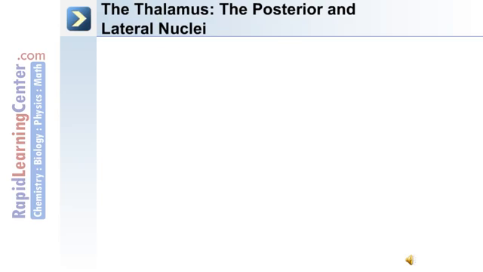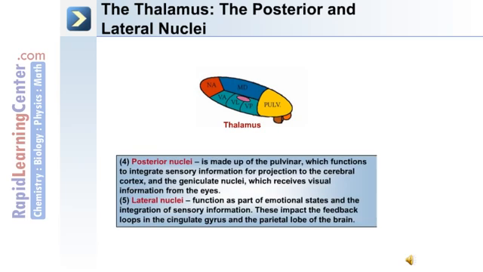The posterior and lateral nuclei. Posterior nuclei. This includes the pulvinar. This functions to integrate sensory information for projection to the cerebral cortex. Also, the geniculate nuclei. This receives visual information from the eyes. The lateral nuclei of the thalamus. These function as part of emotional states and the integration of sensory information. These impact the feedback loops in the cingulate gyrus and the parietal lobe of the brain.